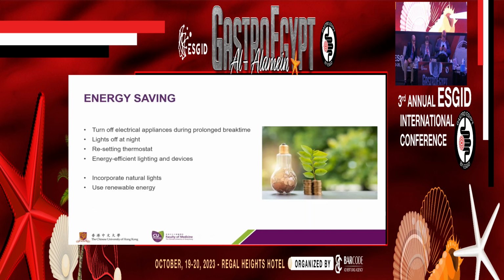Energy saving is something that could be done and should be done shortly in our daily practice. Examples are to turn off electrical appliances during prolonged break time, lights off at night, resetting thermostats, and using energy-efficient lighting and devices in future procurement. This not only improves the environmental impact but also brings about additional benefits of cost saving. In the long run, hospitals should also explore the incorporation of natural lights and use of renewable energy.